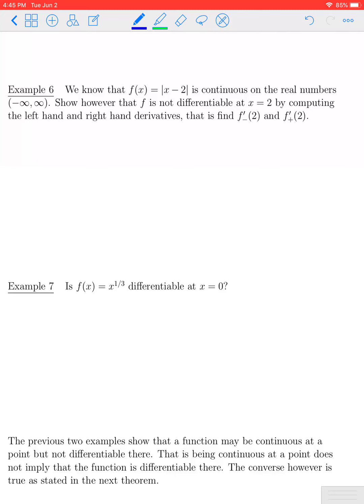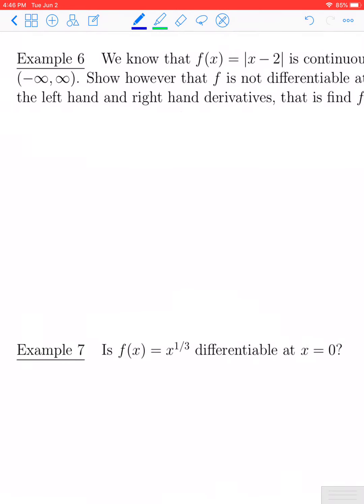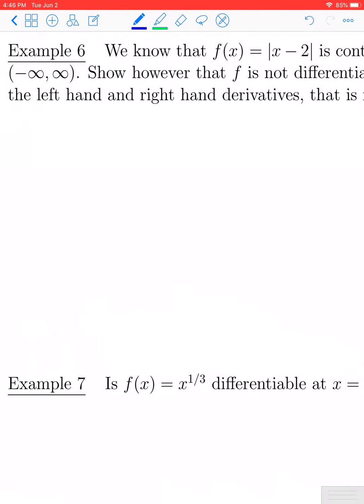Let's take a look at example 6. We won't be doing a whole awful lot using the one-sided derivatives in our class, but certainly where we do want to use them is to investigate the behavior of f of x equals the absolute value of x minus 2 at x equals 2. And we're actually going to use them to show that the function is not differentiable at x equals 2. So let's begin by looking at the left-hand derivative at 2.